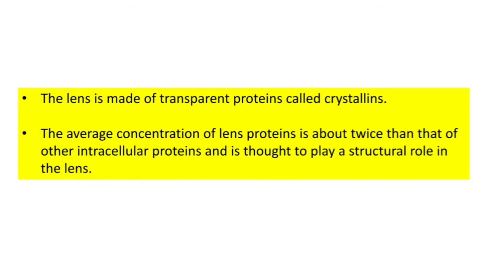So water soluble proteins are alpha crystalline, beta heavy and light crystalline, and gamma crystalline. They are mainly found in the cortex. And water insoluble protein like albuminoid, we can find this type of protein in the nucleus area. Another thing is the average concentration of the lens protein is about twice that of other intracellular protein. So the protein composition in the nucleus area is more than any other organ in the body.